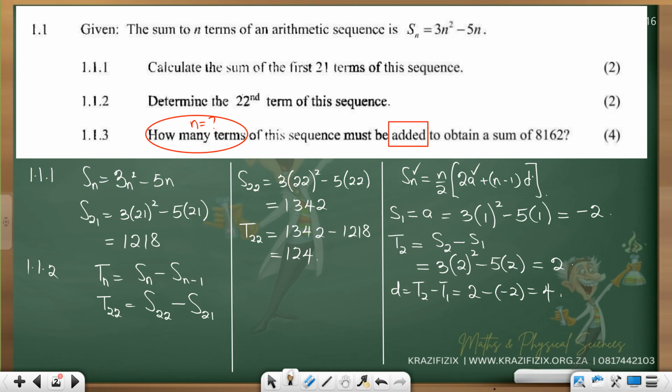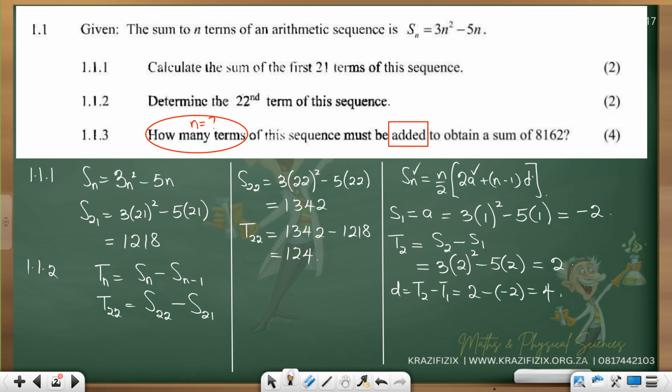Do you notice what I did first was to interpret and check what is it that I have. I noticed I did not have A. I found it by saying S1. I didn't have D. I found S2, or I found T2 rather, and used T2 to find S1 using the same formula. I hope it makes sense.